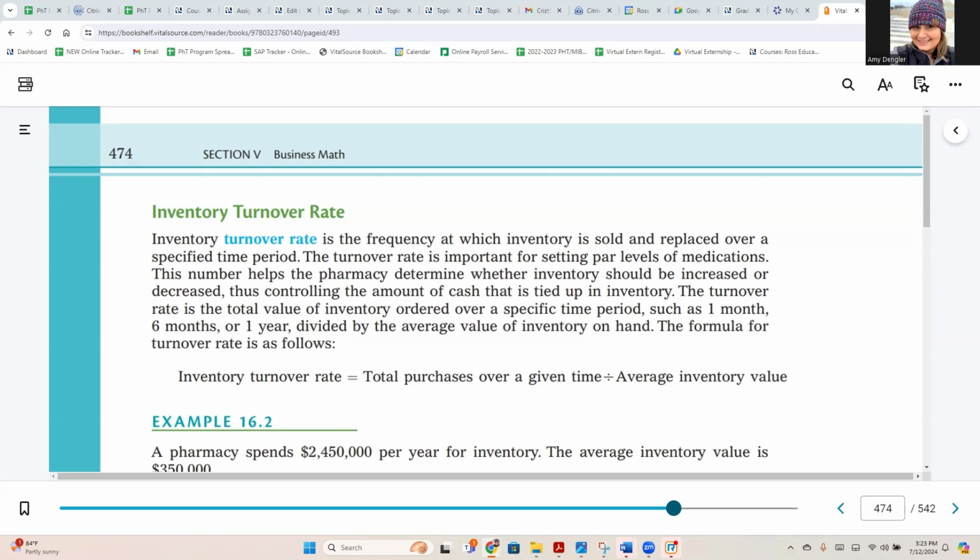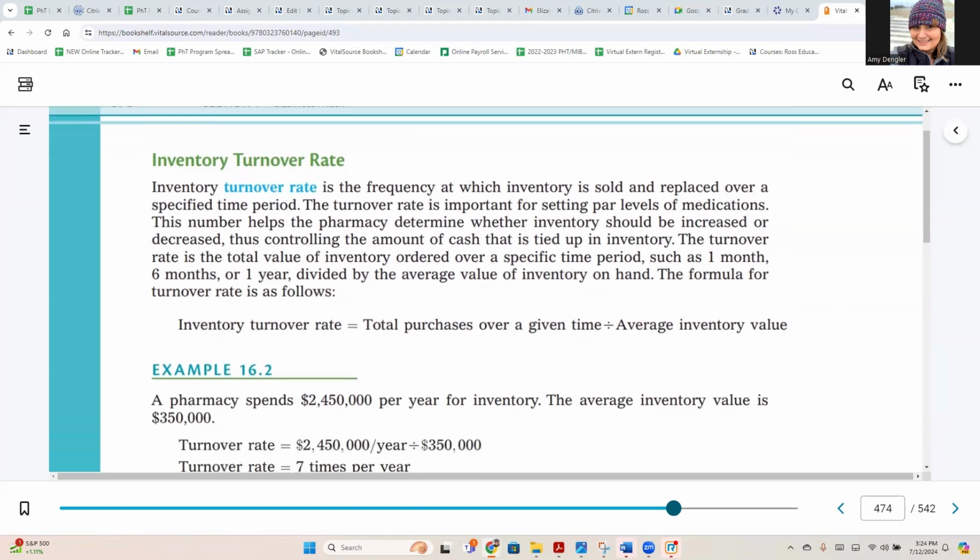Turnover rate is the total value of inventory ordered over a specific time period, such as 1 month, 6 months, or 1 year, divided by the average value of inventory on hand. The formula for turnover rate is as follows. The inventory turnover rate is equal to total purchases over a given time divided by the average inventory value. And let's do that in example 16.2.